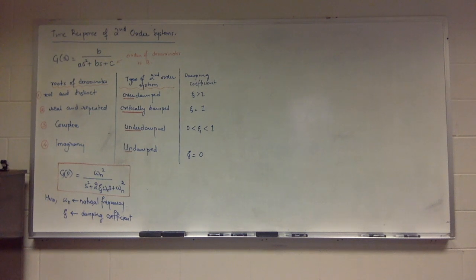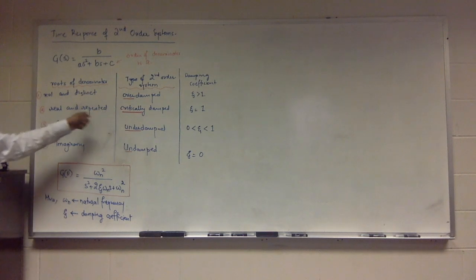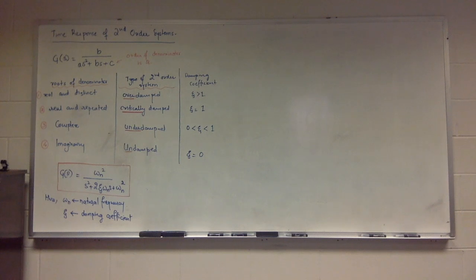Say it again. For number 2, you say it's real and repeated. Right. So it's not separated. This is separated as this. Okay. Real and distinct means separated. Here, real and repeated means the roots are the same. Got it? So here it is critically damped, and it is very difficult to get repeated roots for an actual system. Okay.